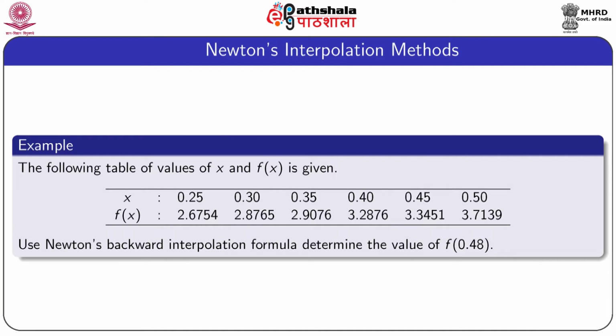example. Here a table of values is given. This table contains the values of x and f(x). The problem is to find the value of f when x equal to 0.48. Note that 0.48 is at the end of the table.